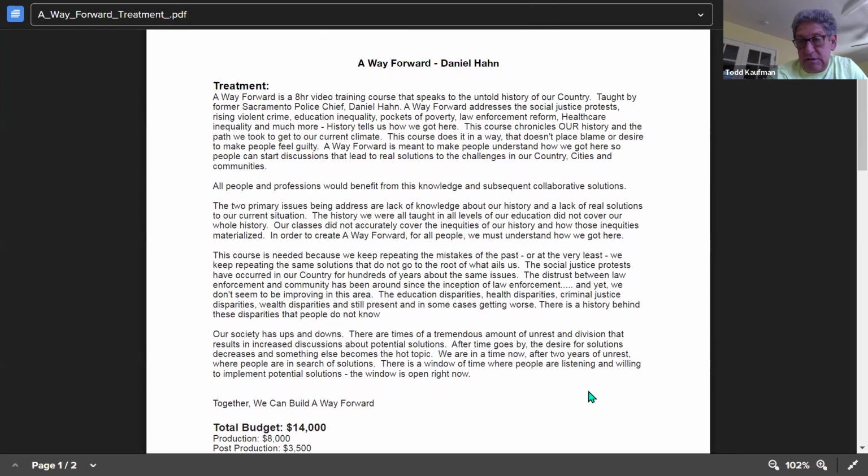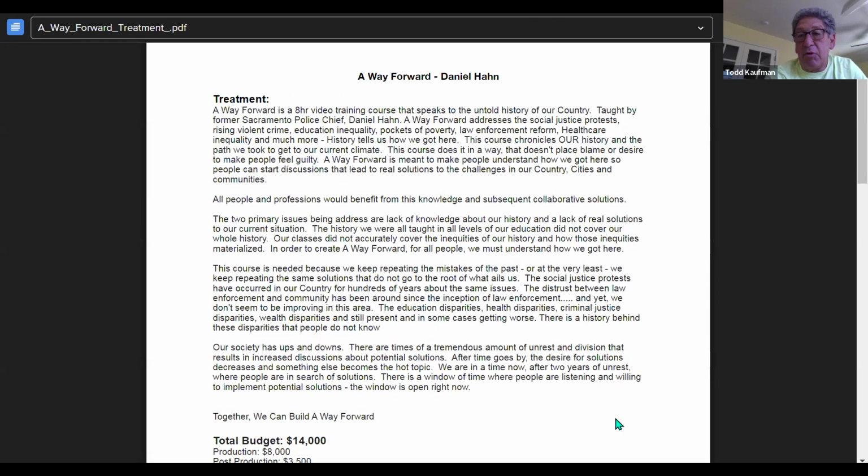The intent is to offer it in a positive and constructive tone, and to start discussions that lead to real solutions for those issues. I think it's a great idea for a project. I think the use of former Chief Police Commissioner President Hahn is a great idea. I think it would have helped if we had seen an outline of the course to make judgments about feasibility and a variety of things. And that's it for me.